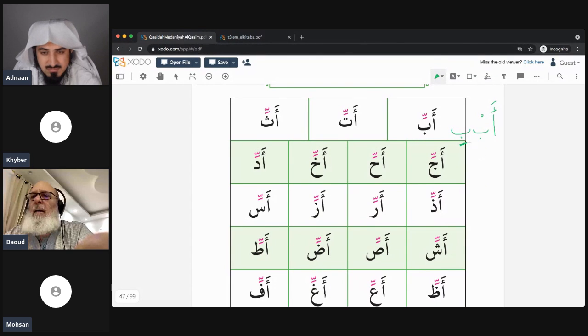Ba. It's got a kasrah. Bi. How do you read all three? Abbi. No, you have to read the sukun here. That's why we're writing all three of them. Abbi.